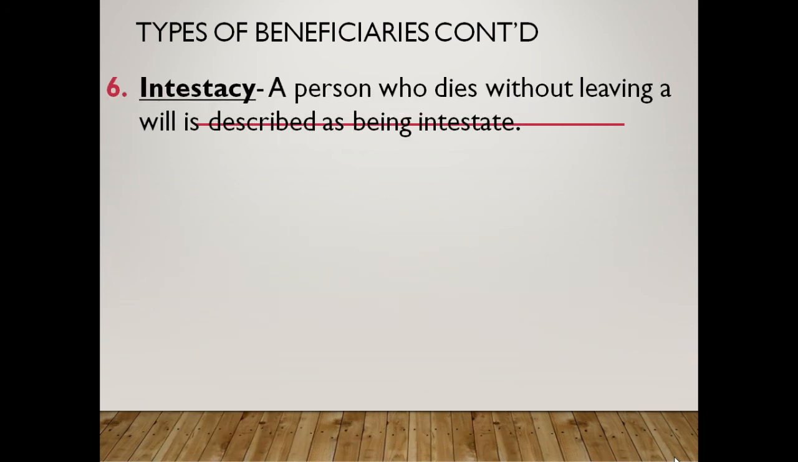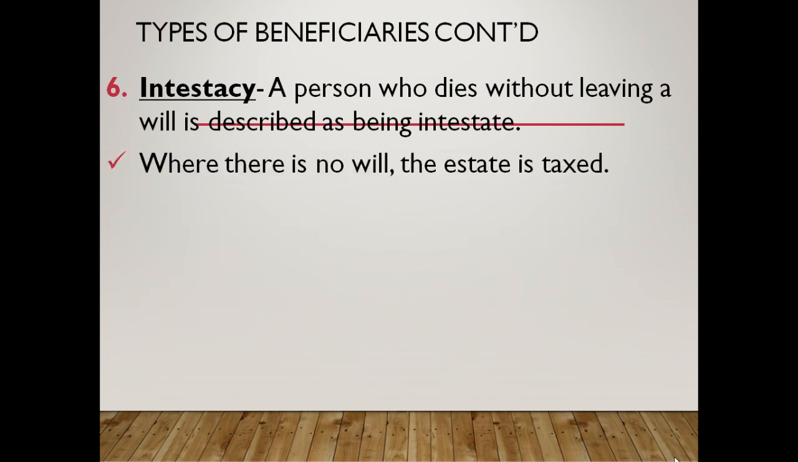Then the sixth, we have what we call an intestate beneficiary. This is a person who dies without leaving a will. We have this scenario where a person dies without leaving a will, and we describe him as an intestate. So what do we do where we don't actually have a will? We tax the estate.